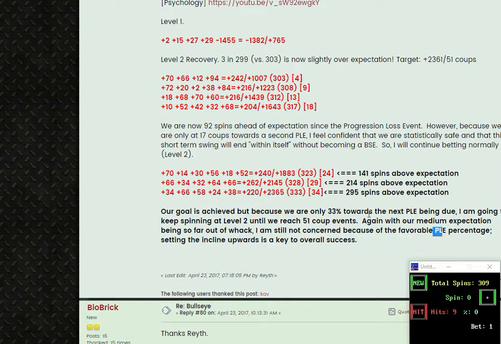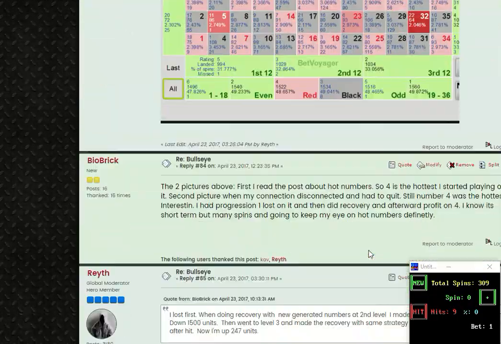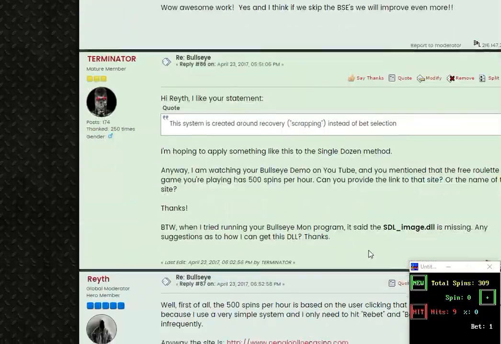Okay, and I'm saying we have favorable PLE percentage. Well, not as favorable as you think, because if our short-term expectation is so far out of whack, chances are this PLE ratio is out of whack too, and we're about to get nailed. Okay, and so my thinking is incorrect here. So just pointing that out. And let's see what else is going on.